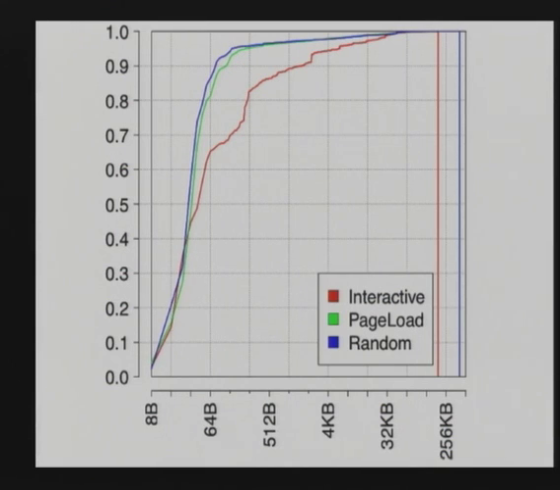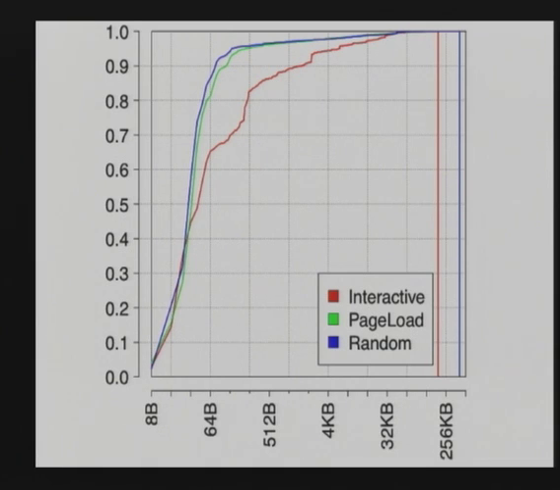Essentially, the way to read this is, if you look at the red line, which is the interactive workload, and if you look at maybe the point where it says 0.08, you can see that 80% of calls to eval in the interactive workload are smaller than 512 bytes, roughly. So most calls to eval are fairly small, 200 bytes, something like that.